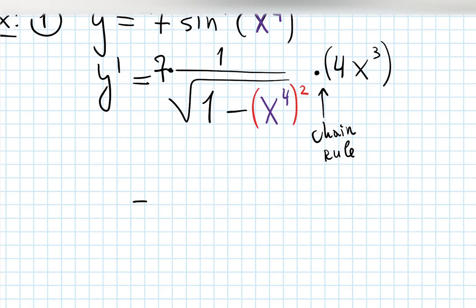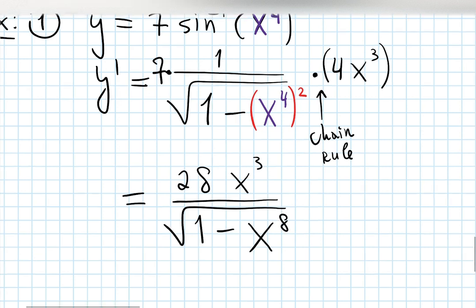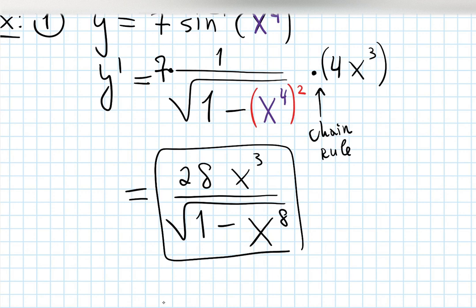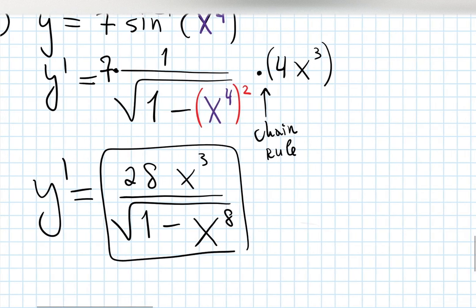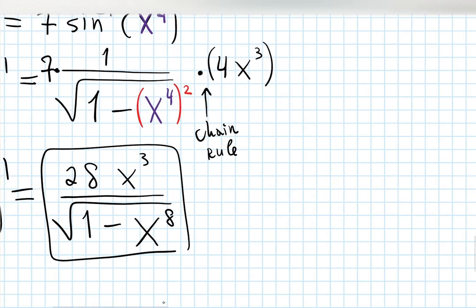So the simplified version will be 7 times 4, which is 28, x cubed all over this huge square root of 1 minus x to the 8 or 6? Which one? 8. When you remember this, let me finish. Y prime equals. Remember that if you have x raised to the 5, no, I'll do it this way.